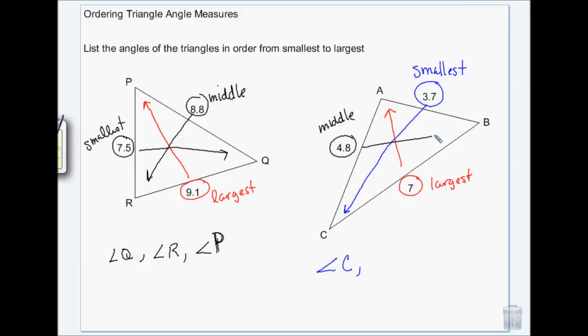So in the middle is across from angle B. So to put them in order, it's going to go angle C, angle B, and then angle A. So that's from smallest to largest.